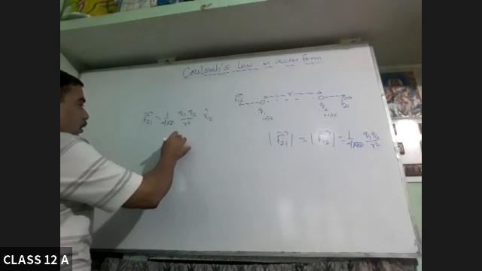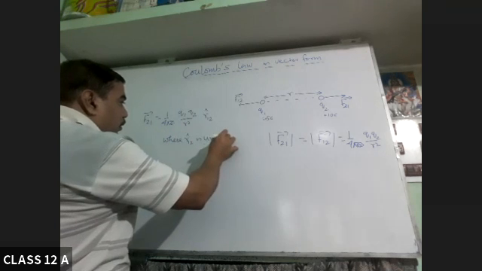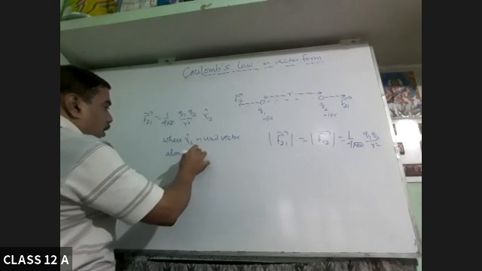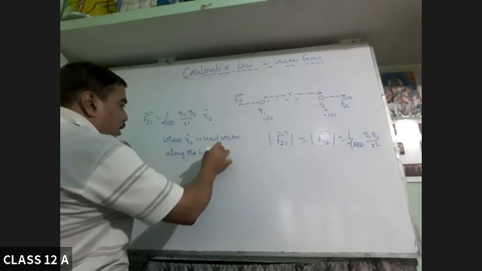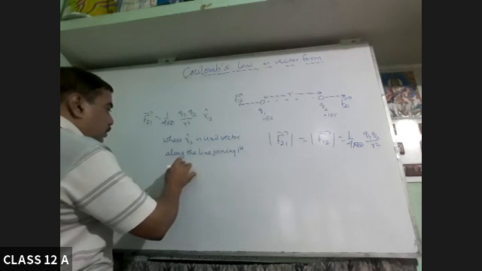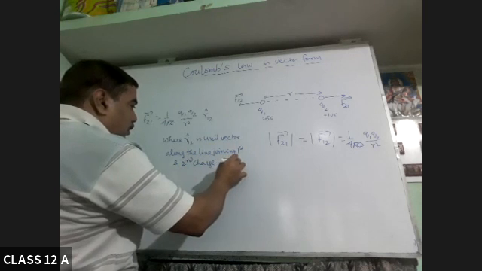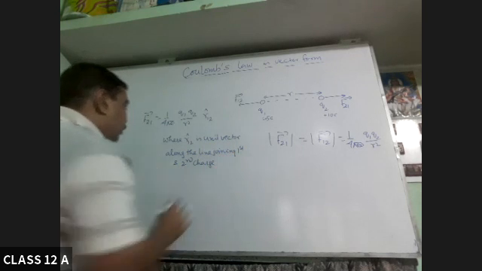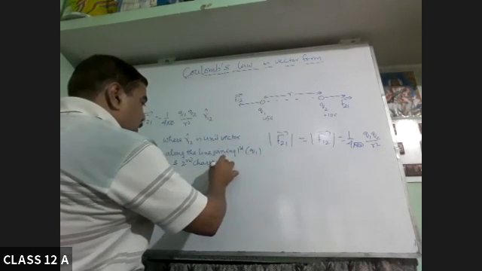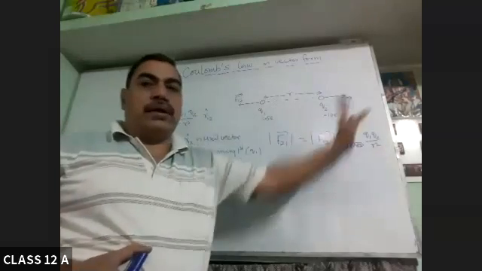Where R12 is the unit vector along the line joining the first and second charge. First charge means Q1 and second charge means Q2. So it is along this line.